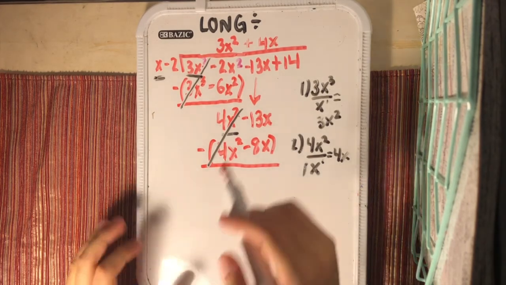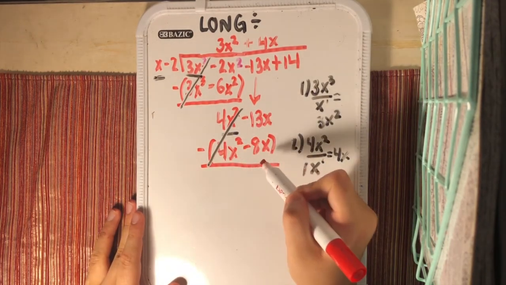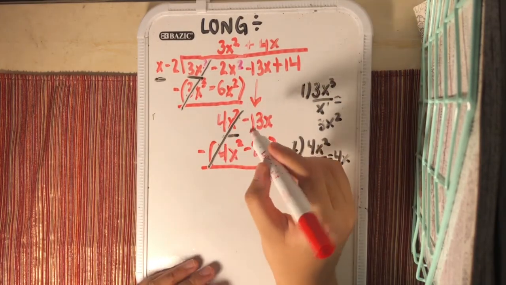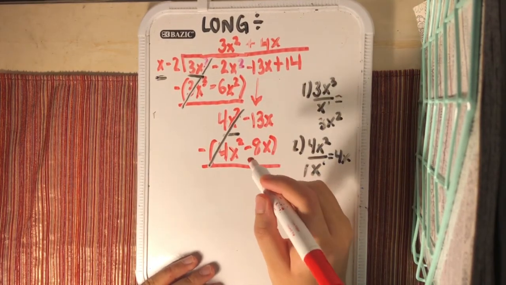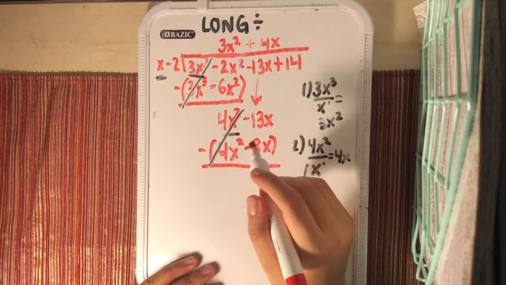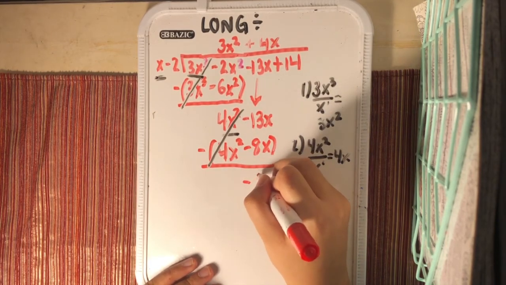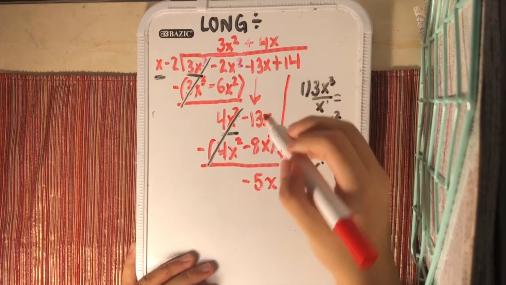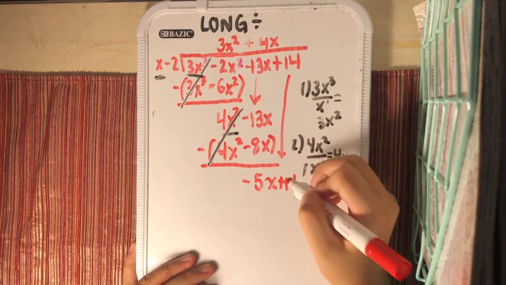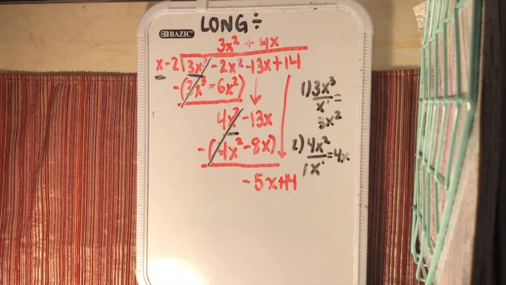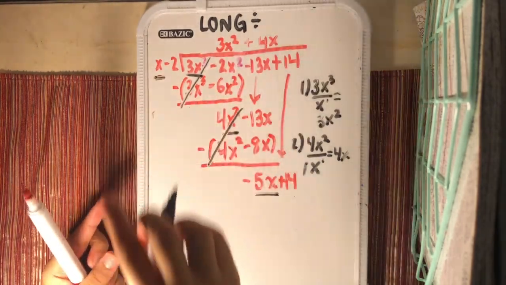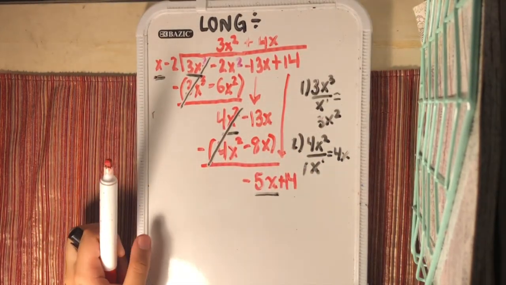Then I have a negative 13x minus a negative 8x. Like I said, the minus negative will turn into plus. So negative 13x plus 8x is negative 5x. Now I'm going to bring down my next term, which is plus 14. And I'm going to go ahead and now use our first term again to divide it into this first term that's over there.